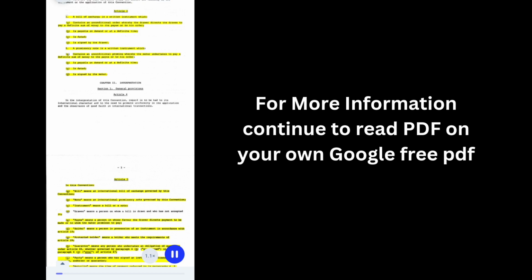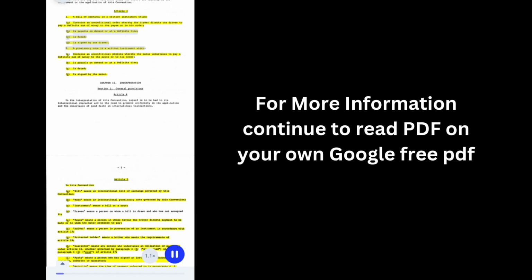Article 3. 1. A bill of exchange is a written instrument which: (a) contains an unconditional order whereby the drawer directs the drawee to pay a definite sum of money to the payee or to his order; (b) is payable on demand or at a definite time; (c) is dated; (d) is signed by the drawer.